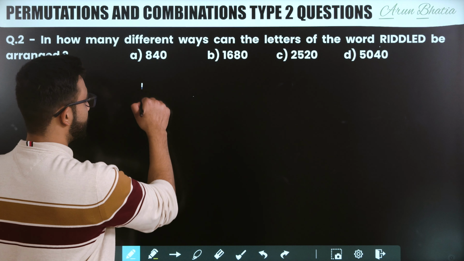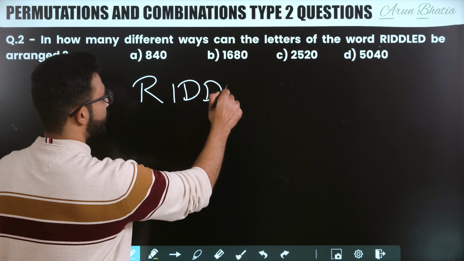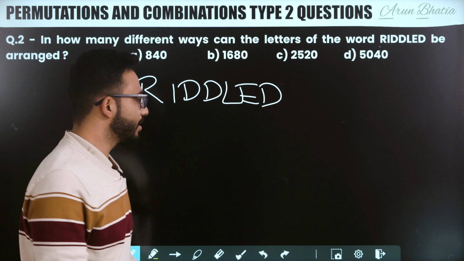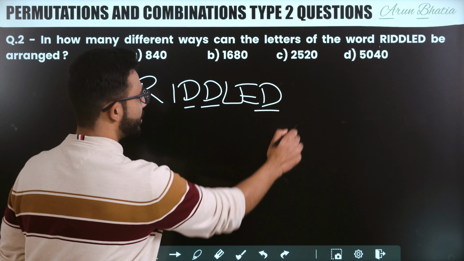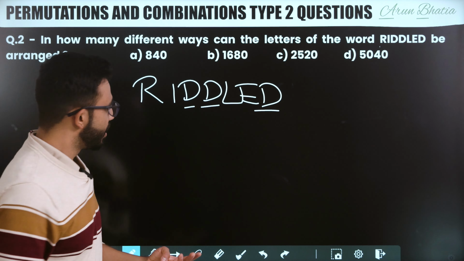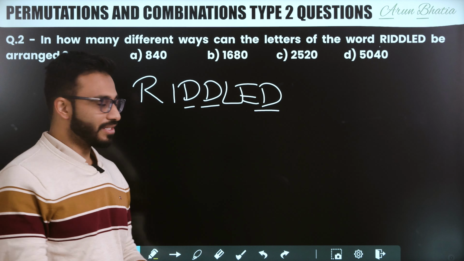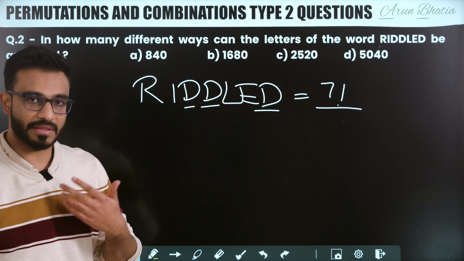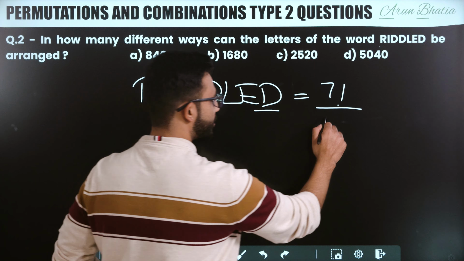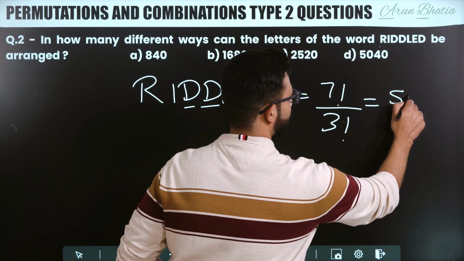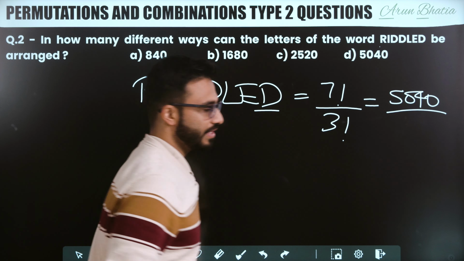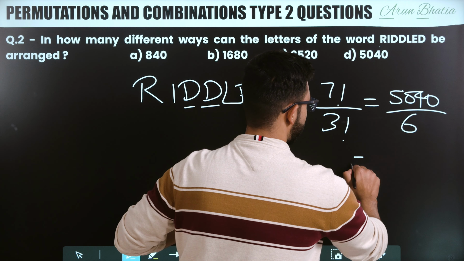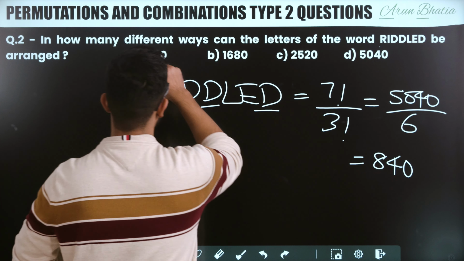So riddled is the word here. Now you can see that riddled is a little bit more tricky because we don't have a vowel repeating, but that doesn't matter. We have the letter D, which is repeating 3 times. So again, applying the same logic, this is a 7-letter word. 7 factorial divided by 3 factorial because D is repeating 3 times. So this is 5040, which is 7 factorial, divided by 3 factorial, which is 6. So 840 is your answer.